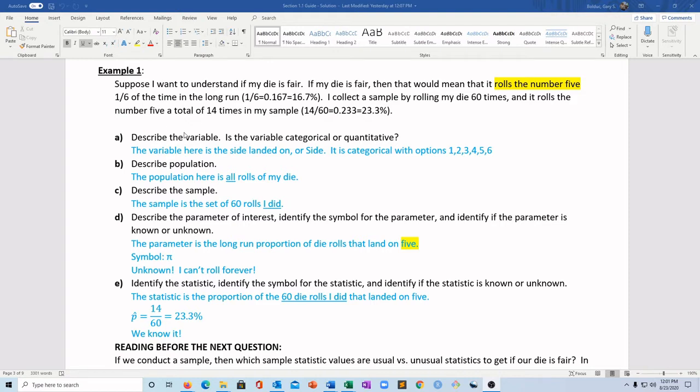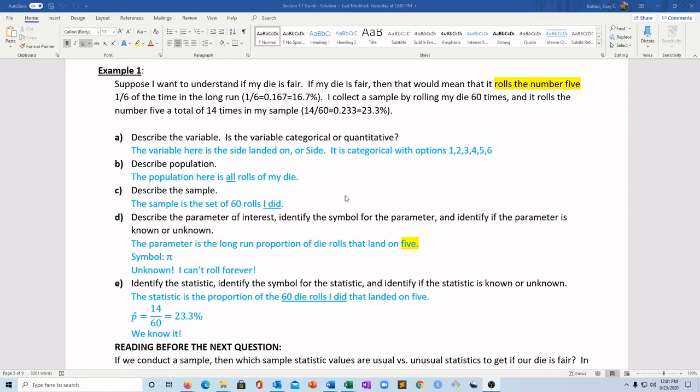So A says, describe the variable. Is it categorical or quantitative? So the variable here is, if I roll a die, what am I getting out of that? Well, I'm getting out the side that it landed on. So I'm going to call that just side to shorten it up. So it's the side you land on. And that's categorical because it has options: 1, 2, 3, 4, 5, or 6. Every die roll, I look at it, I put it into one of these boxes. The 1 box, the 2 box, the 3 box, and so on.